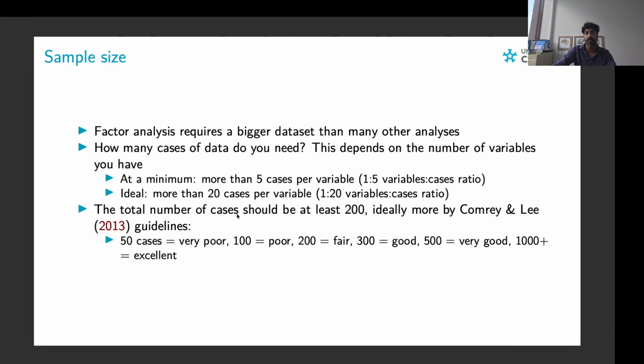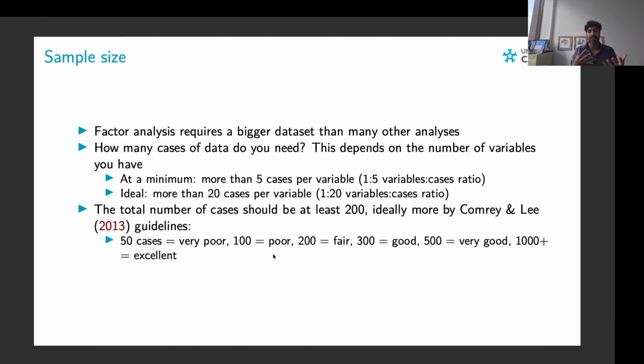The total number of cases should be at least 200, ideally more, and these are guidelines by Comrey and Lee in 2013. So say 50 cases is very poor, 100 is poor, 200 is fair, 300 is good, 500 is very good, 1,000 plus is excellent. Again, these are just guidelines. Take it with a grain of salt, but the core message is that factor analysis requires a lot of data, and the more data, the better.